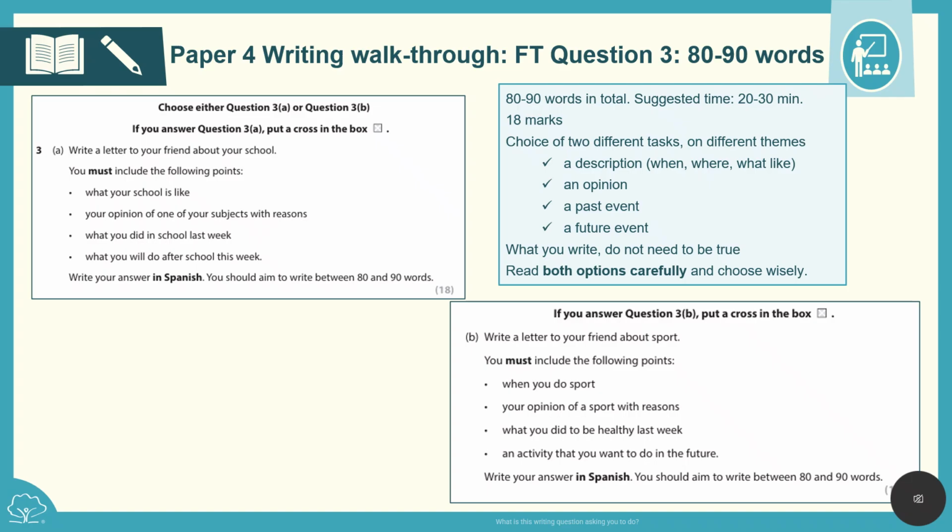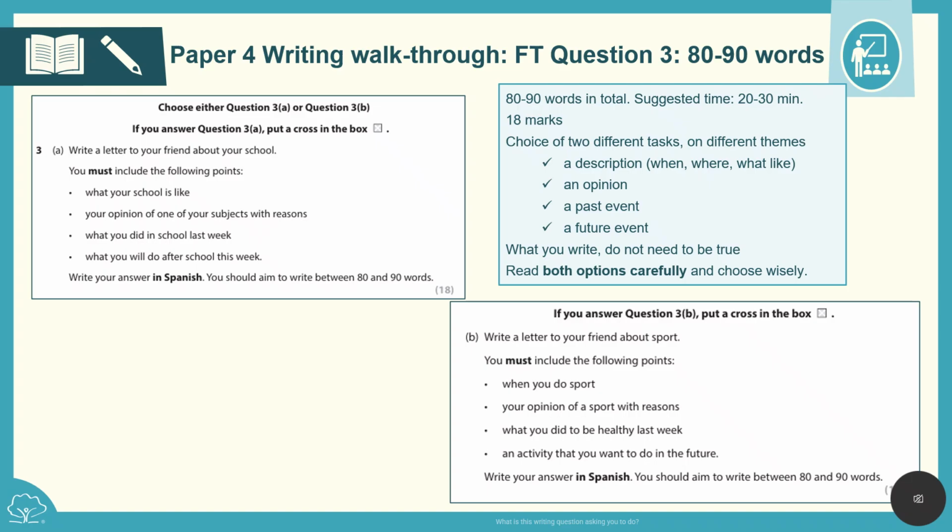Okay, so now is question 3. This is the 80-90 words question. This is where you can get the highest amount of marks. So this is a very crucial question, to be honest, because this is when you show off all the Spanish you've been learning so far.